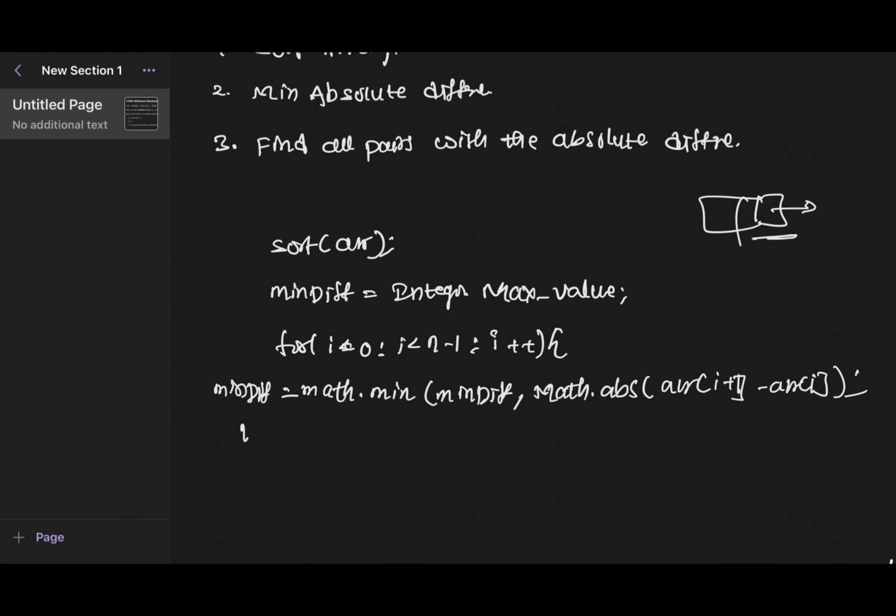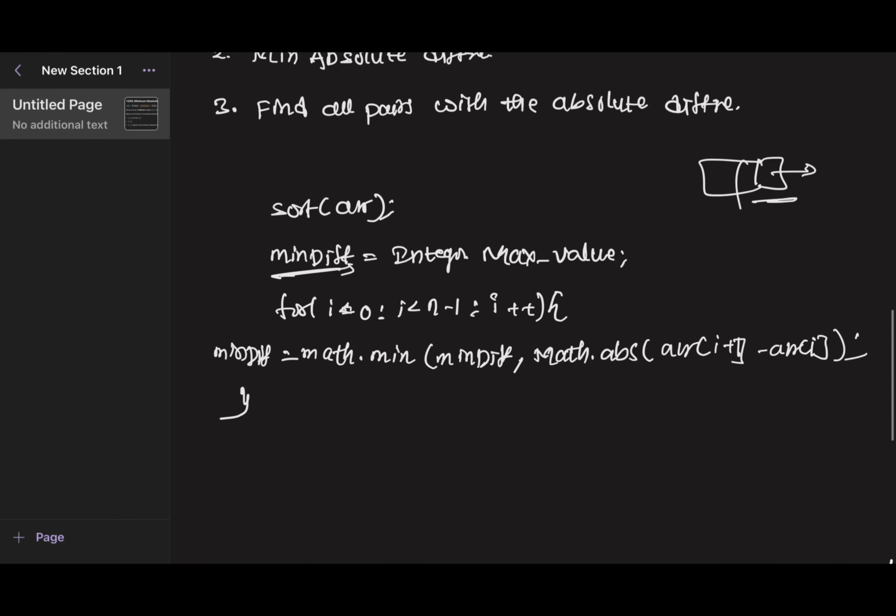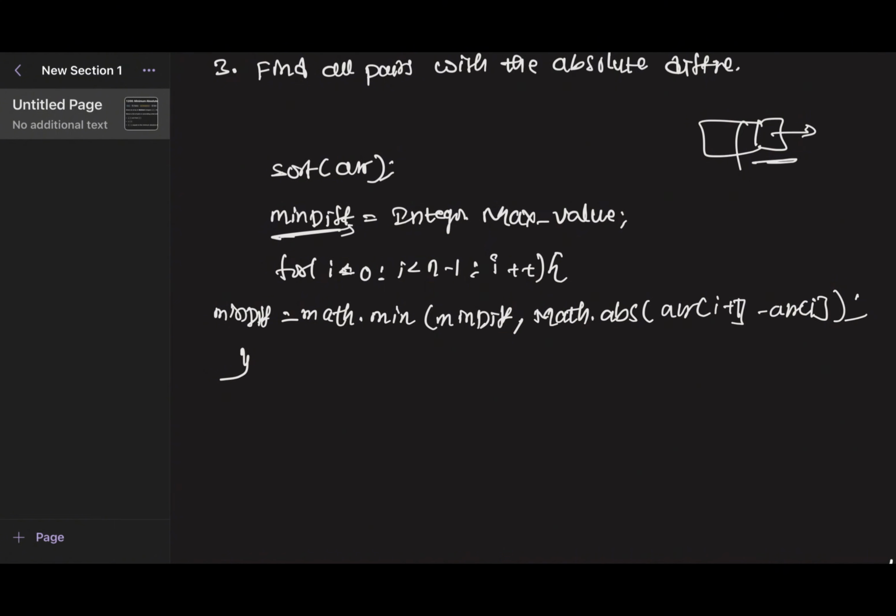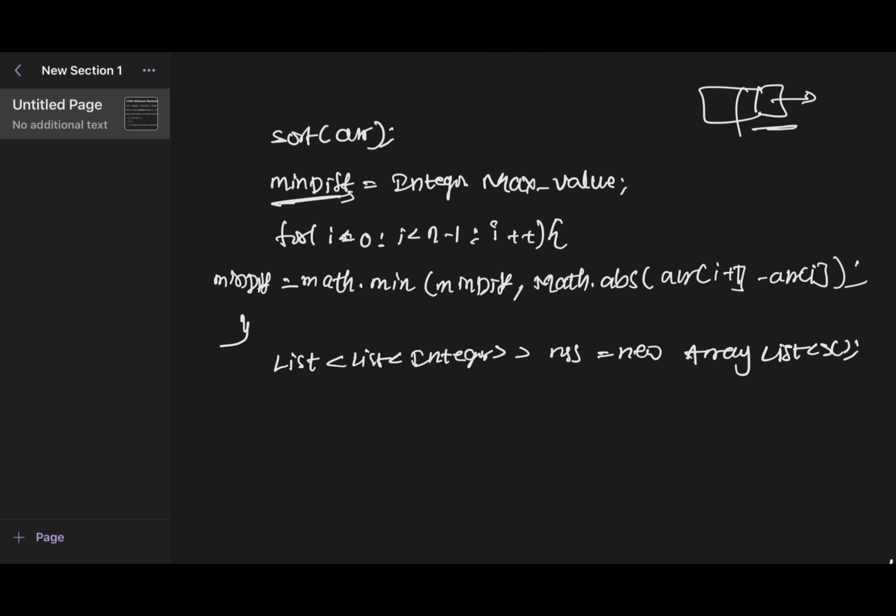Okay, so once we have this minimum diff element, we again traverse the array. This time we will have a variable, a list of integers, because we need to return this thing, which is the result equals new ArrayList. So now we'll again traverse the array, right? Now we have the minimum difference.